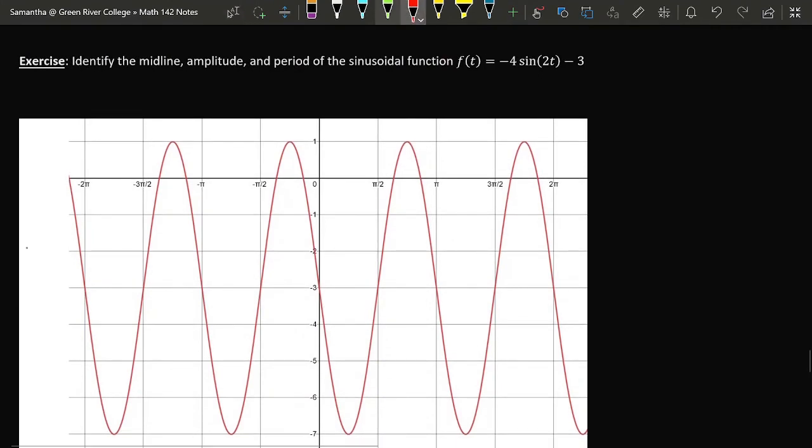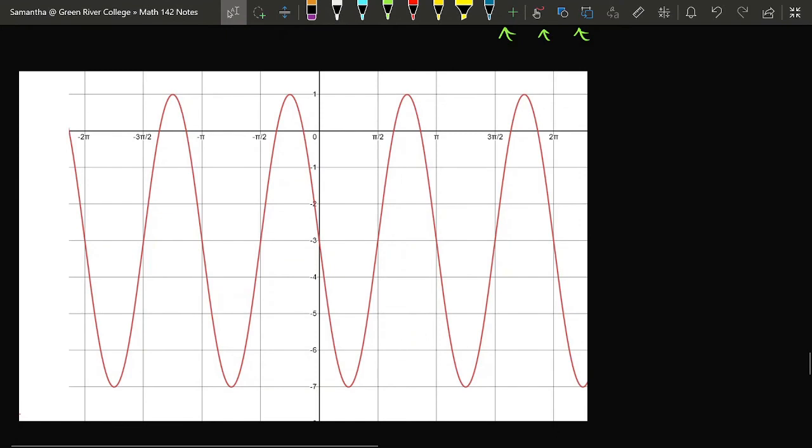Let's try it with the sine function where we've multiplied on the outside by -4, we've subtracted 3 on the outside, and we've multiplied by 2 on the inside. So the midline is going to be directly between the highest point and the lowest point. The highest point on this mathematical wave is y equals +1 at the peak, and the lowest point is here at y equals -7. So the question is, what y value is directly between +1 and -7?